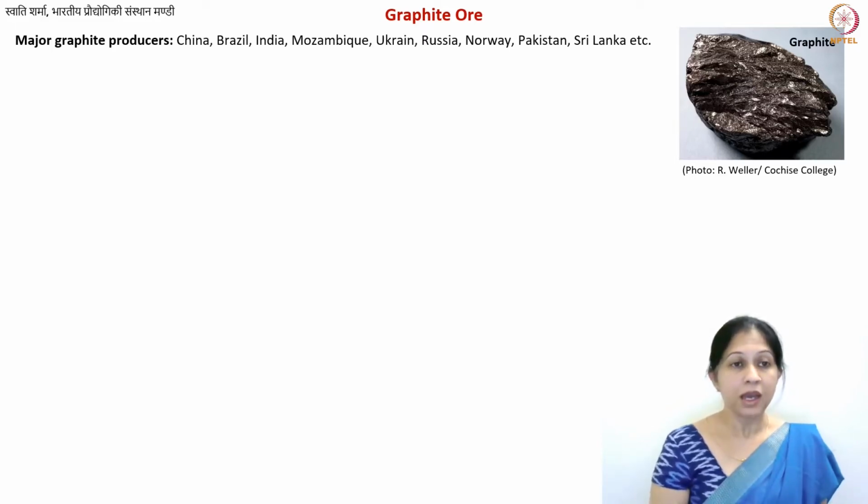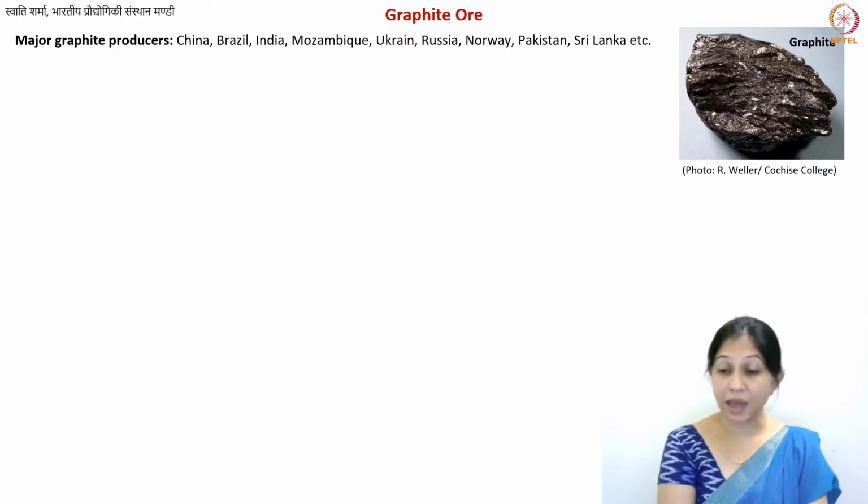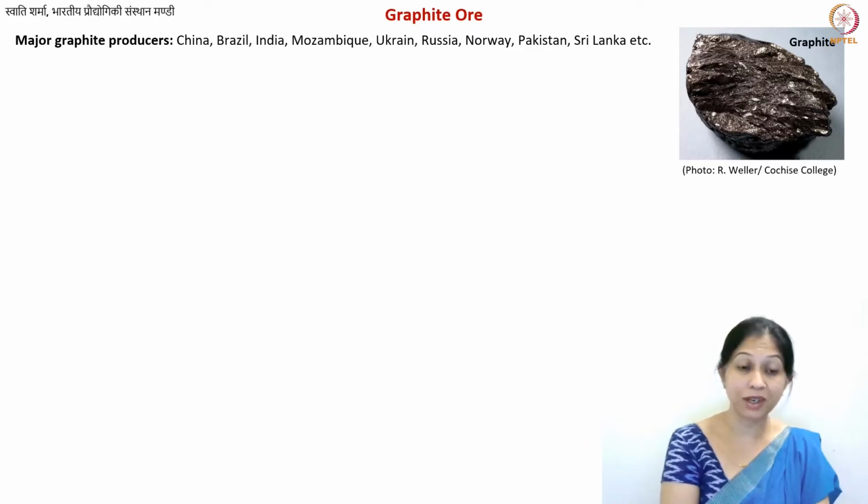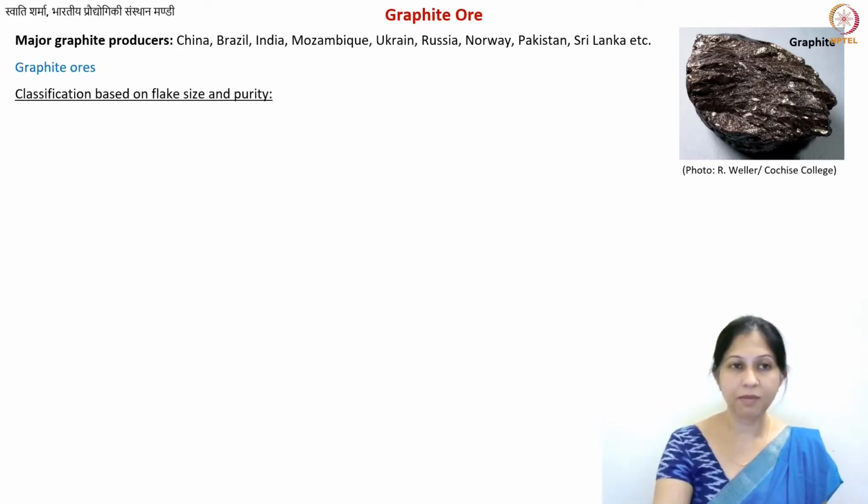Now, first of all, the major graphite producing countries, I have mentioned a few names here. There may be some more countries. In some countries, you have graphite mines, and the quality of graphite that you find in different countries may be different. In some of the countries, the production of synthetic graphite is more, and some countries will produce both. The synthetic graphite we are going to cover only in the next lecture. Today, we are going to talk about natural graphite, mainly the ores.